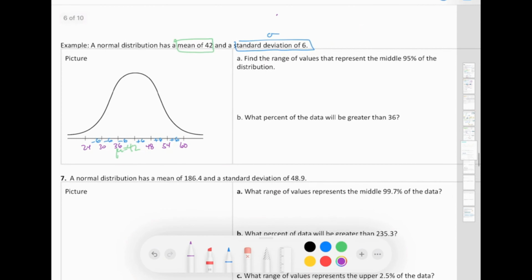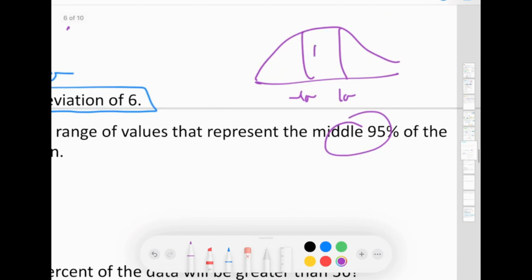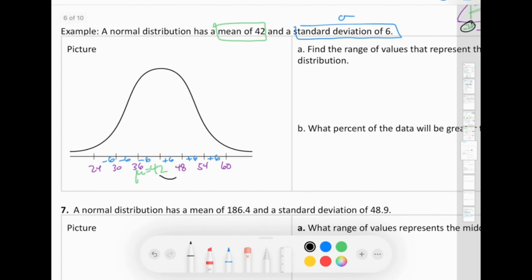Okay, so it says find the range of values that represent the middle 95% of the distribution. 95%, remember, one standard deviation away would have been 68%, but 2 standard deviations away is how much? 95%. So basically what we're trying to look for is around 2 standard deviations away. 1, 2, 1, 2.